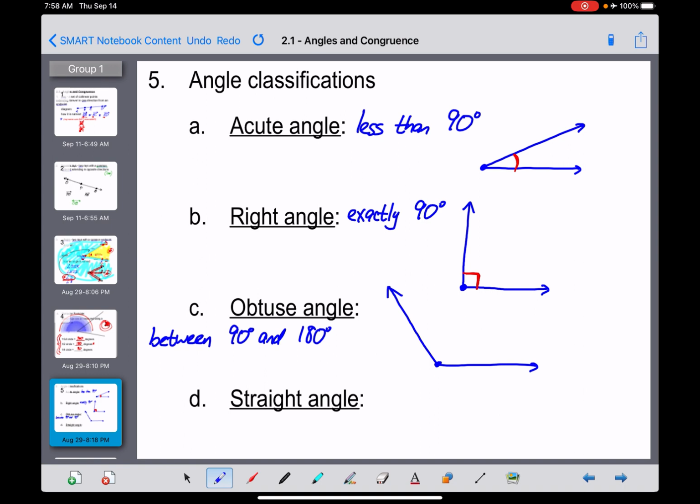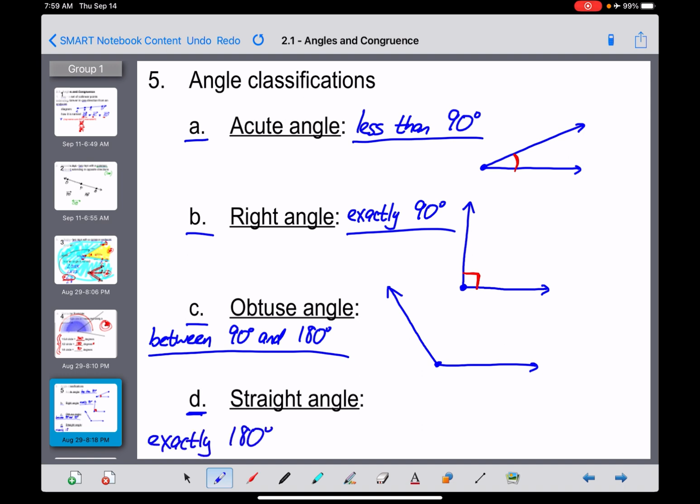Now my guess would be you learned about acute, right, and obtuse angles in middle school, but you probably didn't learn about a straight angle. Well, if I asked you to guess, you might be able to come up with it, especially just from the definitions of the other three. Acutes are less than 90, rights are exactly 90, obtuse angles are between 90 and 180, and a straight angle here, guys, is exactly 180 degrees.